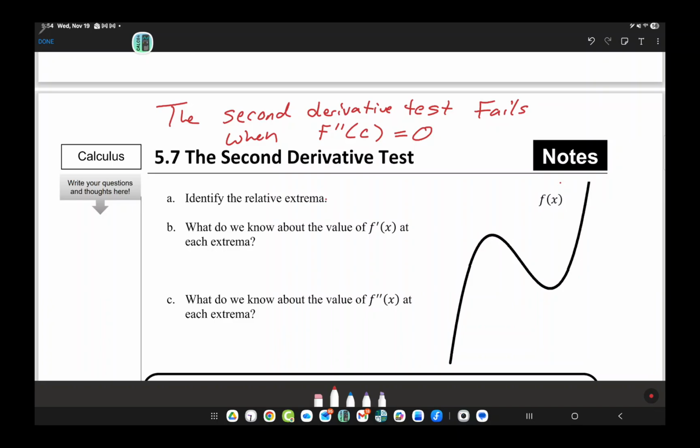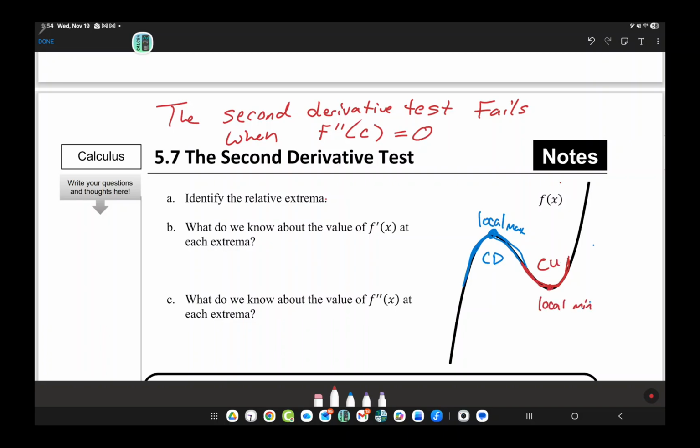If you remember, the first derivative test is about finding what? Your local max and local mins. We can do the second derivative test to also find your local max or local min, because like we said, right here, this is concave down. If you're concave down, your critical point will be a local max. Right here, it's concave up, so this will be a local min.